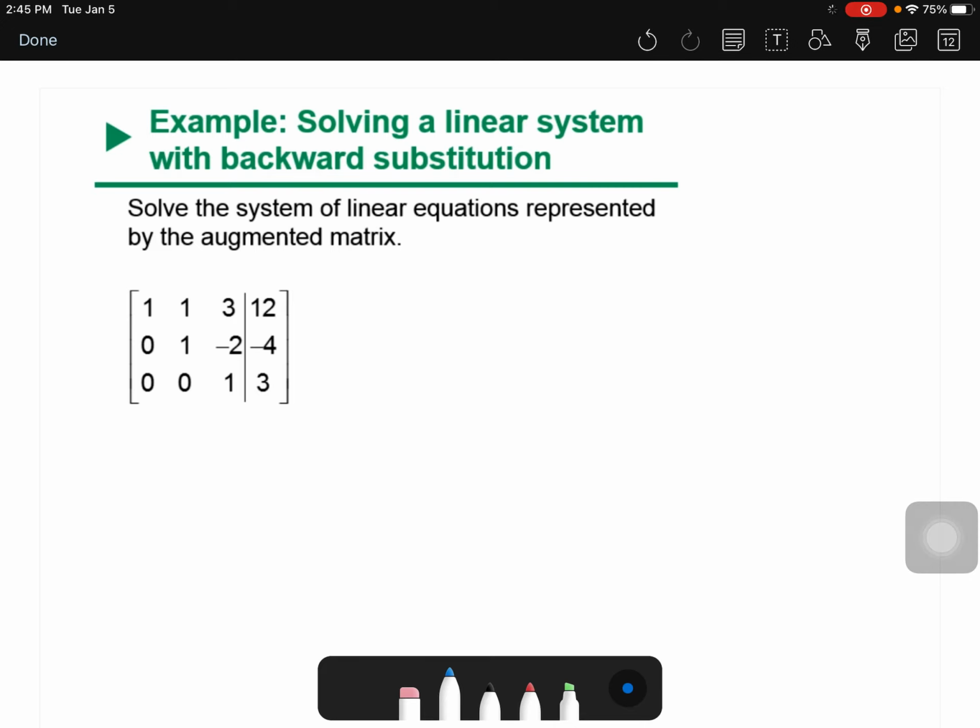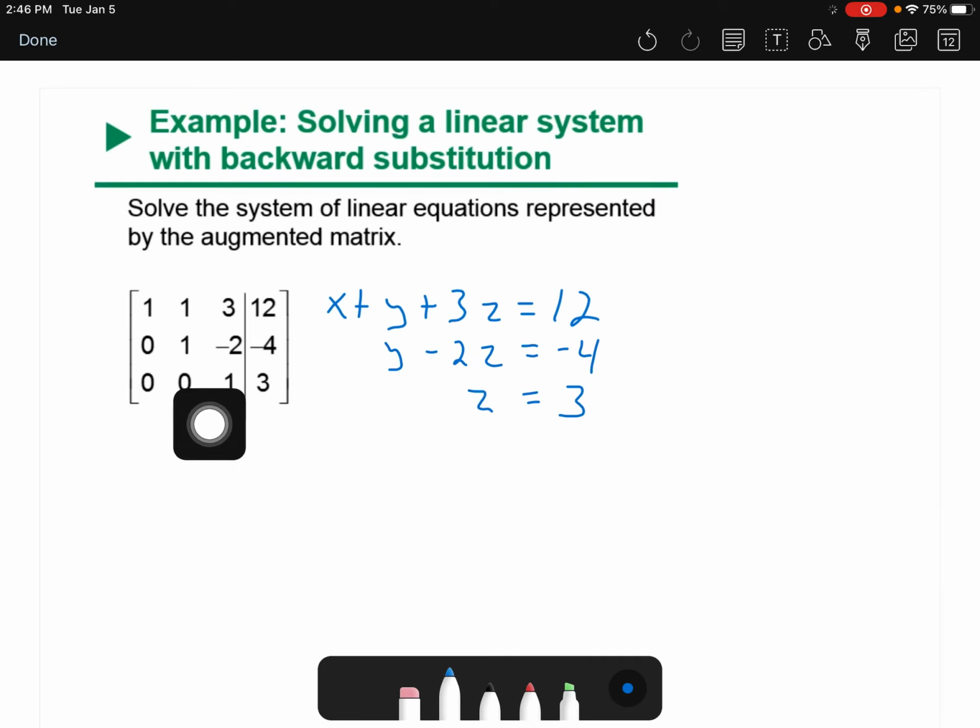Okay, so it says solve the system of linear equations represented by the augmented matrix. It's already put into row echelon form for us, and the reason that's convenient for solving is because if you start on this bottom row, really what this is saying, let's just write it out with our variables. I'd have 1x plus 1y plus 3z equals 12 for the top row. Then there's a 0, 1, negative 2, negative 4, so that means we have 1y minus 2z equals negative 4. And finally for the bottom, I just have a 1 in the z position, so that's just going to be z equals 3.